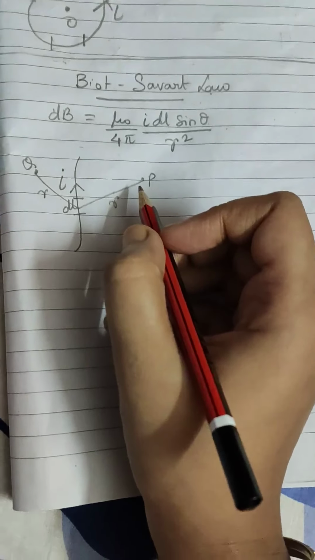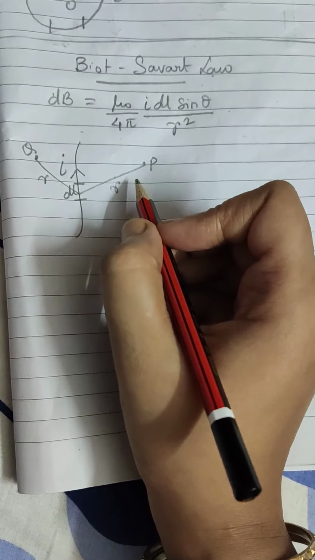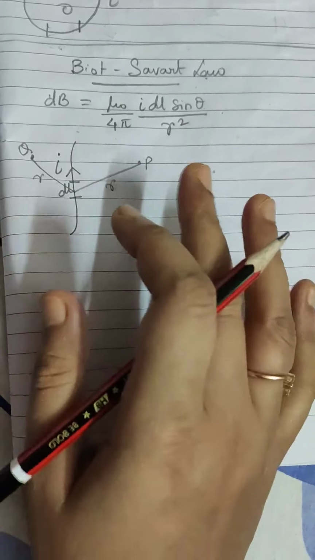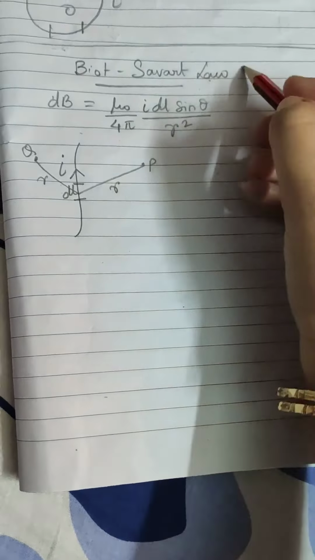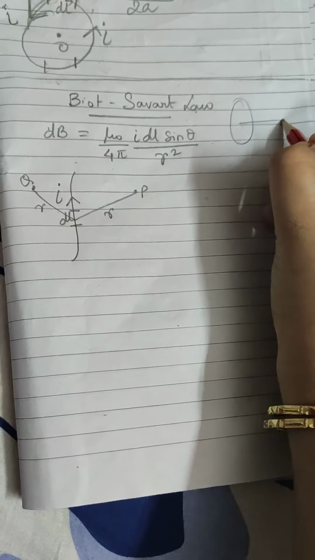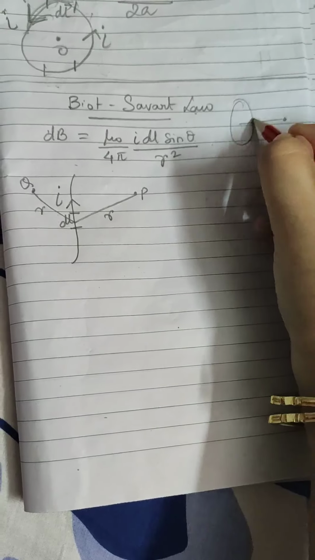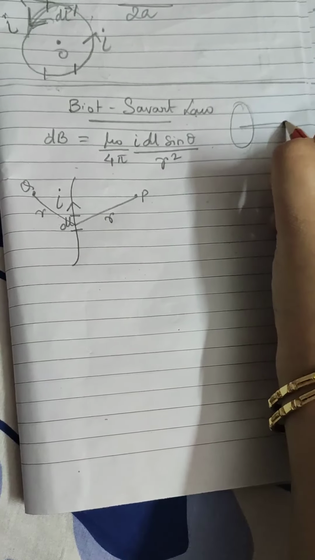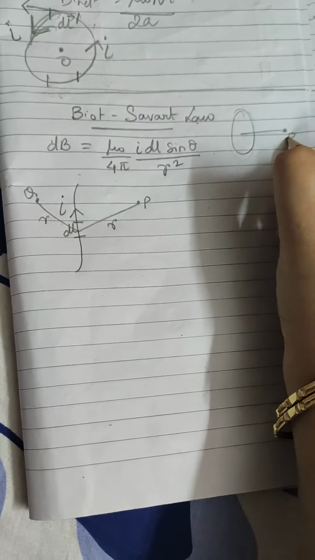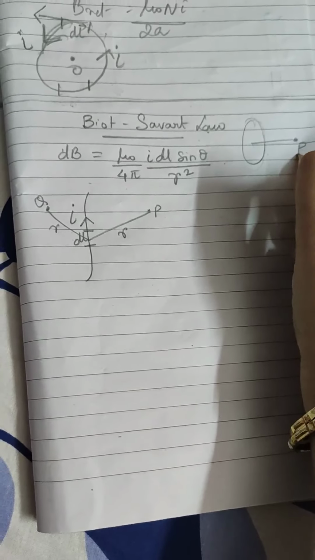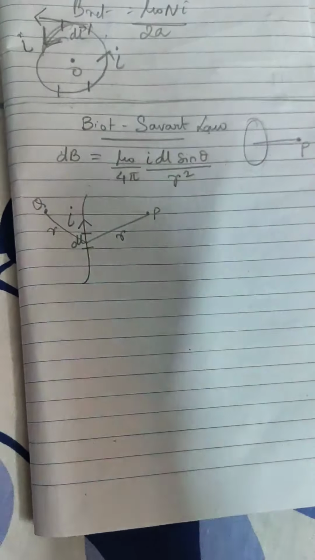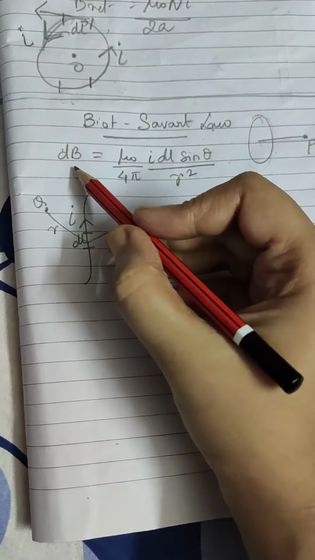Okay girls, here in our lecture 30 we want to find out the magnetic field due to a current carrying coil at a point on the axis of the coil. This is a current carrying coil, and at a point P on the axis of the coil we want to find out the magnetic field.